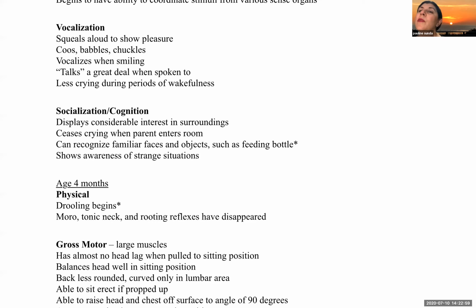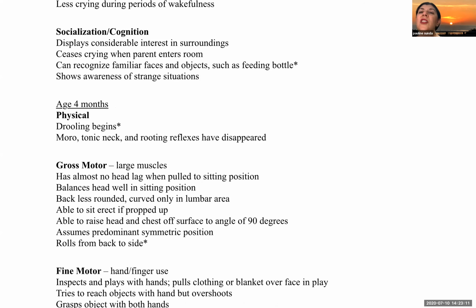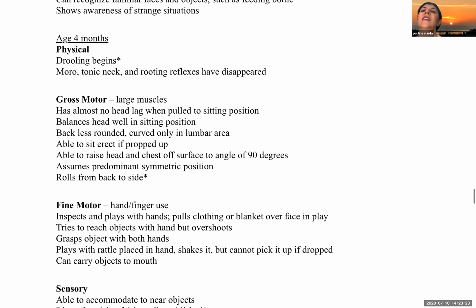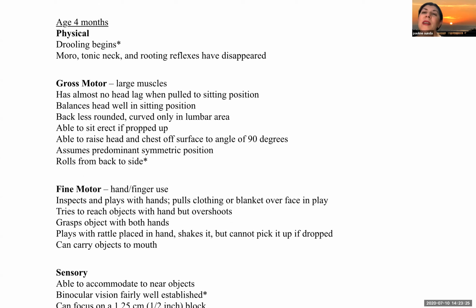Vocalizations, they will coo, babble, and chuckle. They tend to have less crying during periods of wakefulness by the 3-month time frame. Socialization cognition, typically they will stop crying when the parent enters the room. They can recognize familiar faces and objects, and they show awareness of strange situations. Age 4 months, drooling begins.